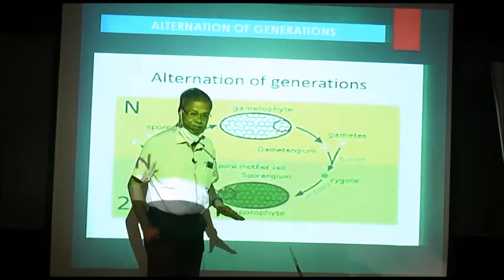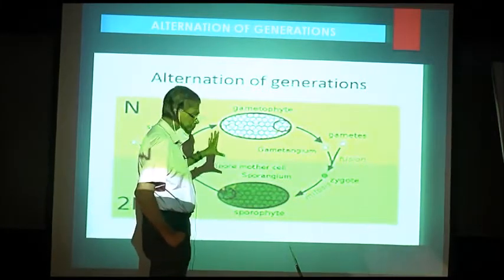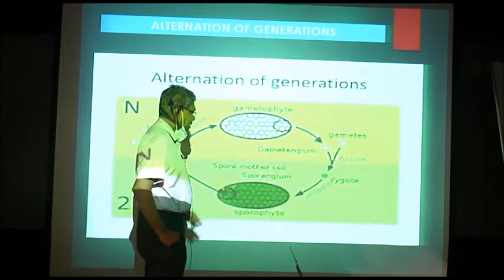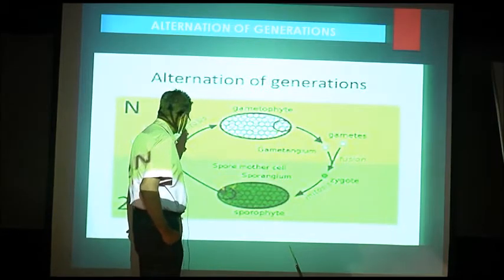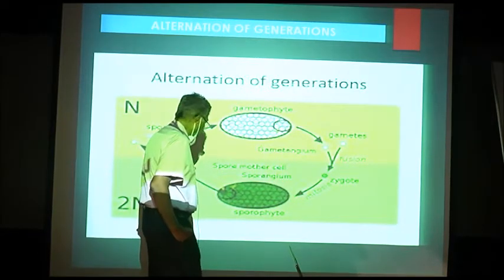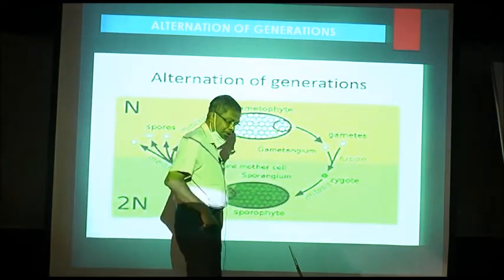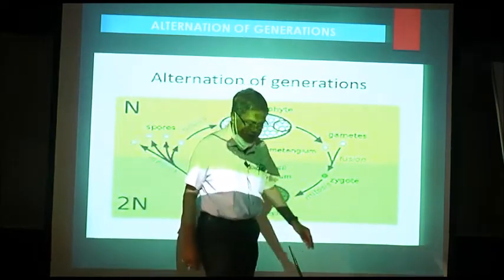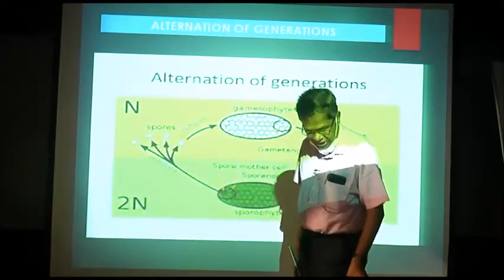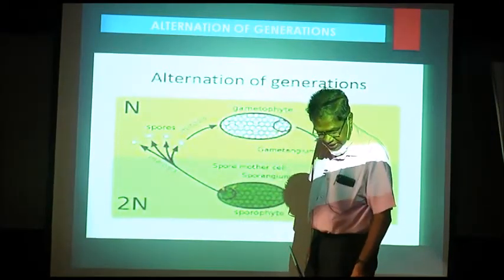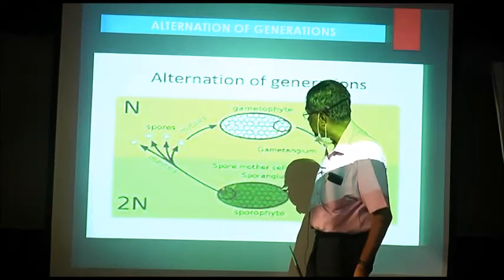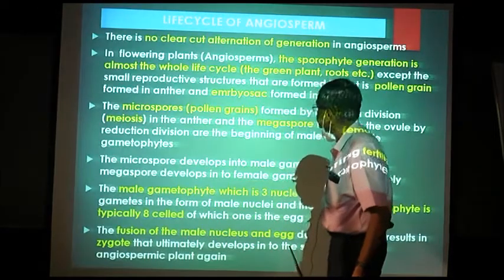This is the life cycle of a typical plant. Now this type of life cycle, in which both the sporophytic generation and the gametophytic generation are almost distinctly seen, is seen in lower plants, that is algae, fungi and bryophyta.